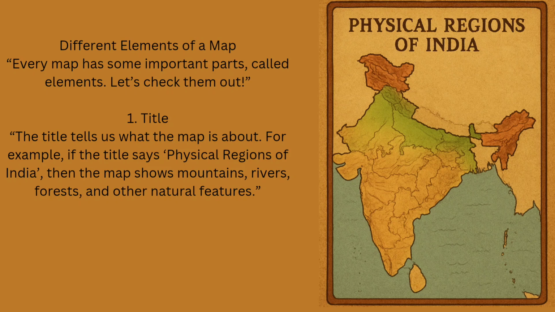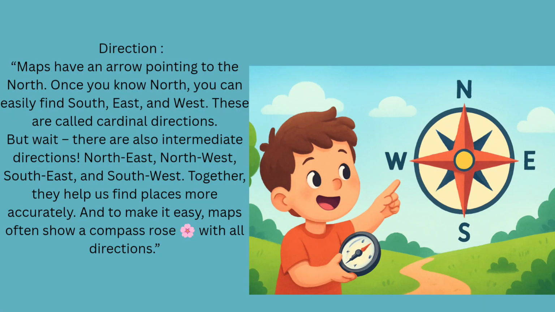1. Title. The title tells us what the map is about. For example, if the title says, Physical Regions of India, then the map shows mountains, rivers, forests, and other natural features. 2. Direction. Maps have an arrow pointing to the north. Once you know north, you can easily find south, east, and west. These are called cardinal directions.